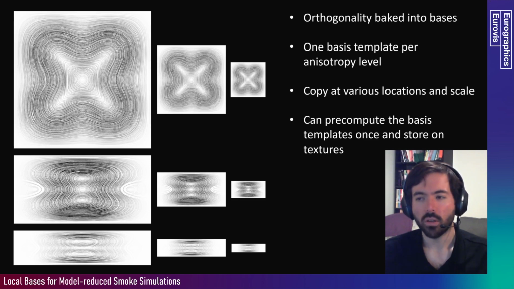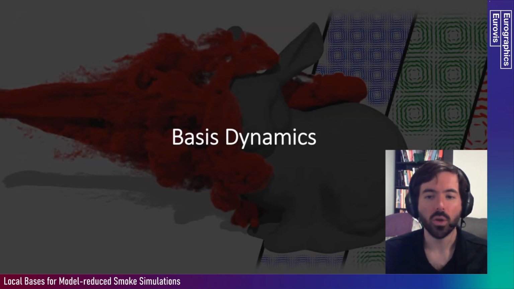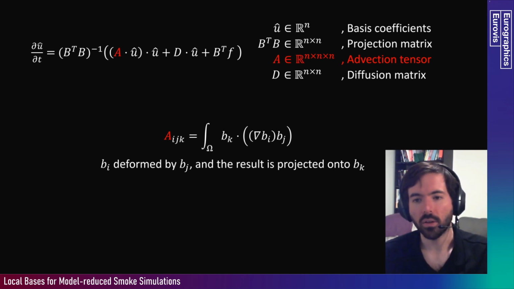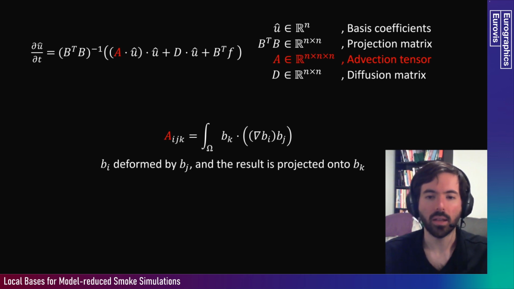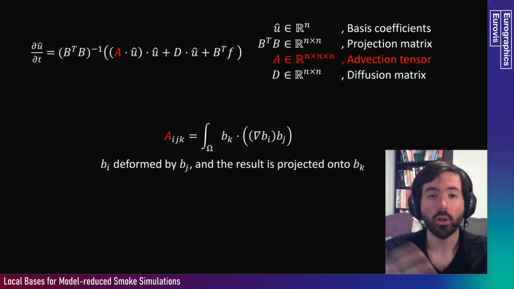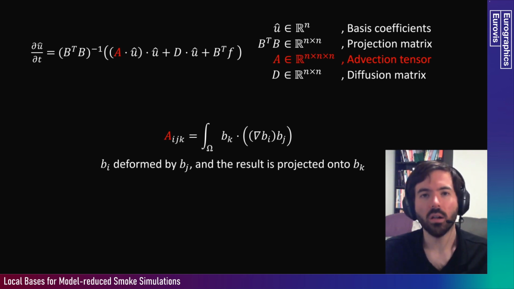So now that we have constructed this new basis, let's see how we use it to simulate fluid dynamics. If we go back to the projected Navier-Stokes equations, we see that a lot of the work is contained in the advection tensor A and this diffusion matrix D. And the tensor A is especially cumbersome, and you can see here what its terms look like. Each term in that tensor represents the effect of one basis element being deformed by another, and then the result of that is projected onto yet another basis element. So that means working with this tensor means we need to take into account all possible overlapping triplets of basis functions.